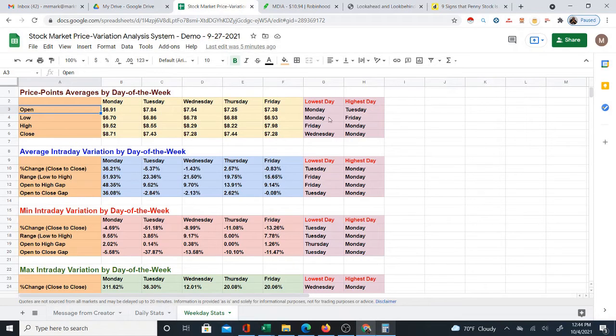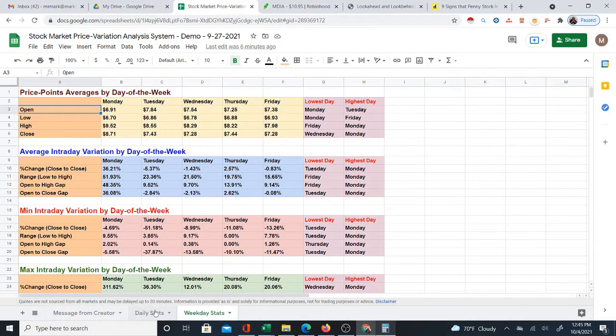Now over here, I have it automatically pull in the minimum and maximum day, so you can see right away which day is highest for that price point. Okay, so focusing on Monday being low and Tuesday being high for the open price.